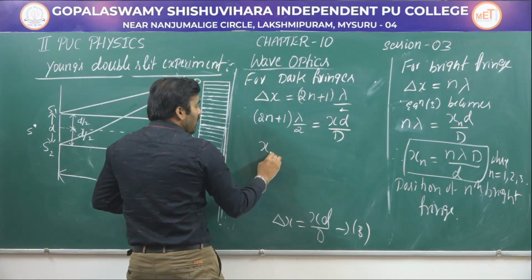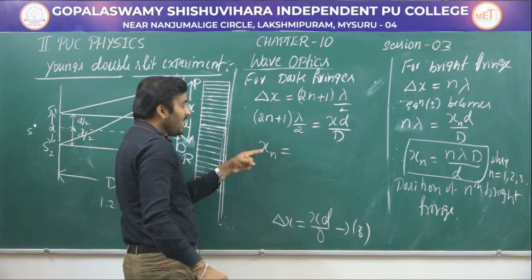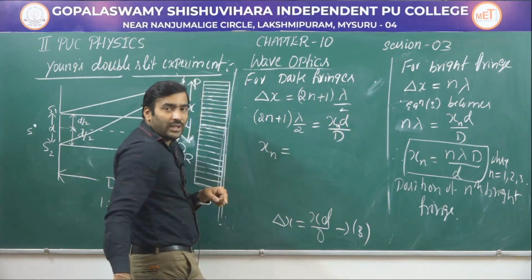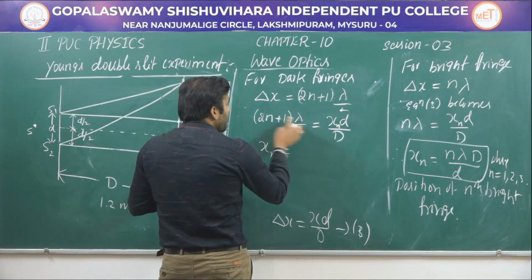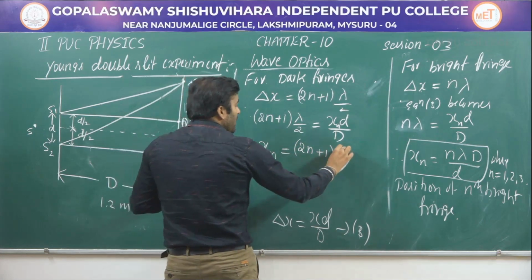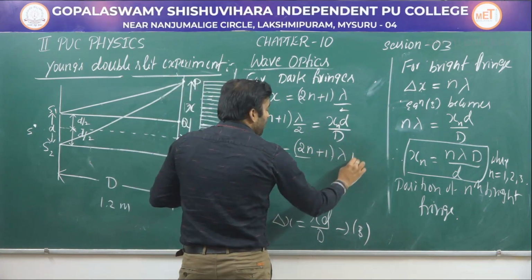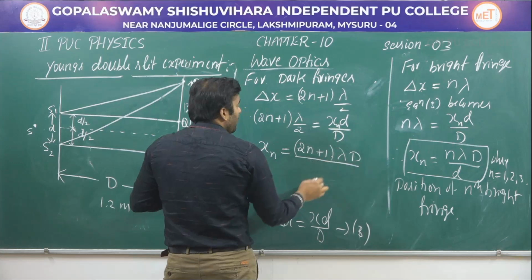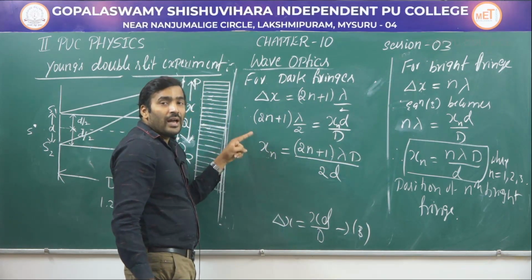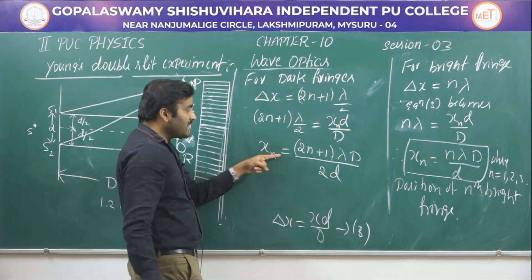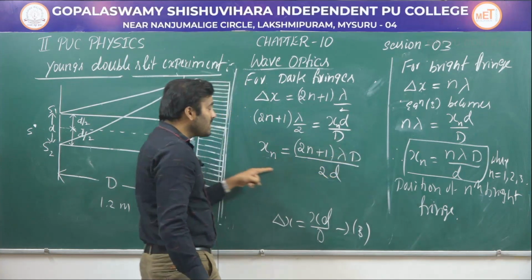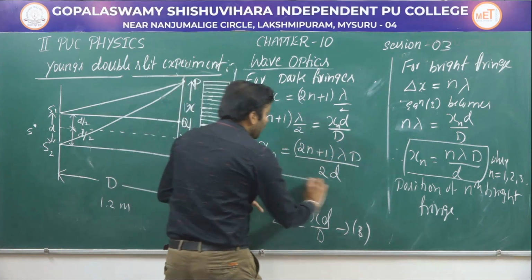Therefore, the position of some nth dark fringe, so we are writing for the position of the nth dark fringe: xn is equal to, take this D towards this side, therefore this will be (2n plus 1) into lambda into D divided by 2d. So this is the position of the nth dark fringe. So xn is equal to (2n plus 1) lambda D by 2d. So this is the condition for obtaining the dark fringe.